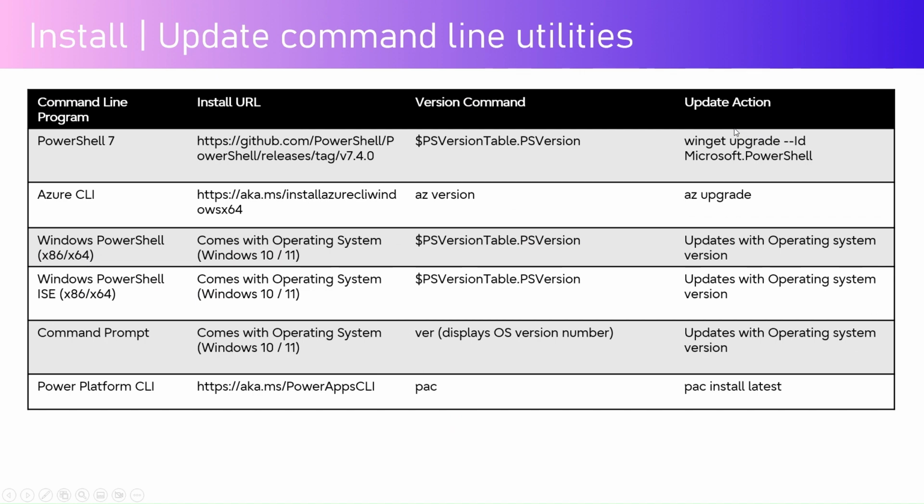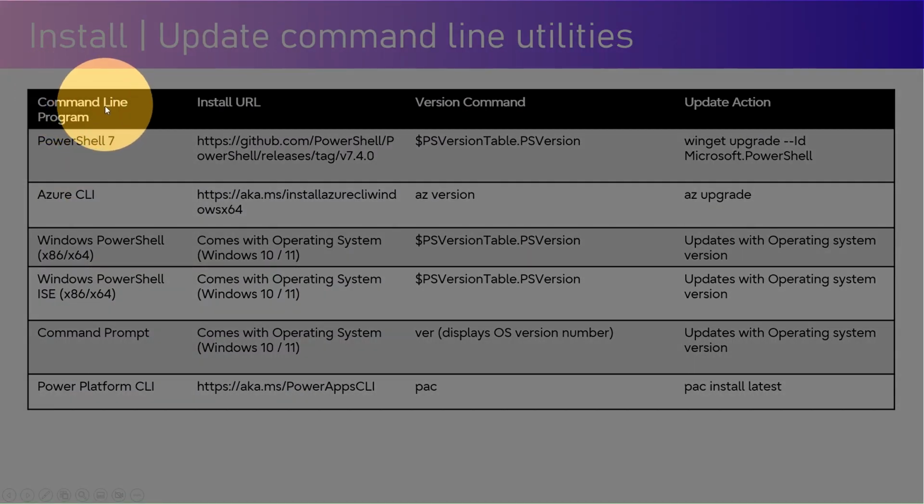Now, here are some of the URLs. If you see on the left hand side, I have listed down all the command line programs. Now, this is not limited. There can be other command lines as well, but I've just picked the ones relevant to me as of now. But there are others like Git, Node.js, and so on and so forth, which I'll try to cover in my upcoming videos. However, for this table, this is the limited set.